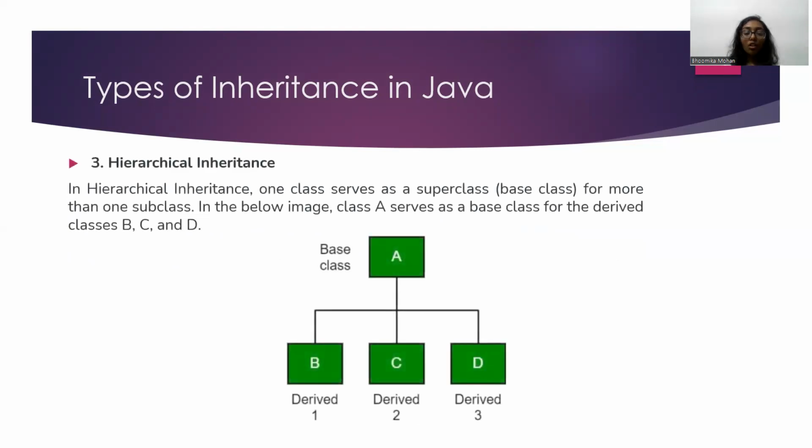Next, let's talk about hierarchical inheritance. In hierarchical inheritance, one class serves as a superclass, that is base class, for more than one subclass. In the image below, class A serves as a base class for the derived classes B, C, and D.